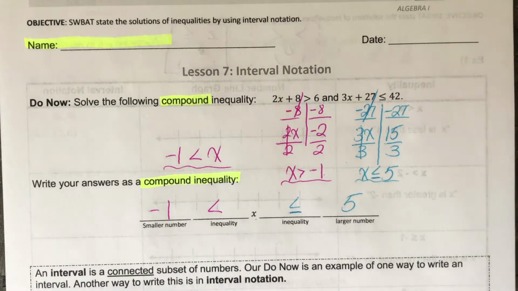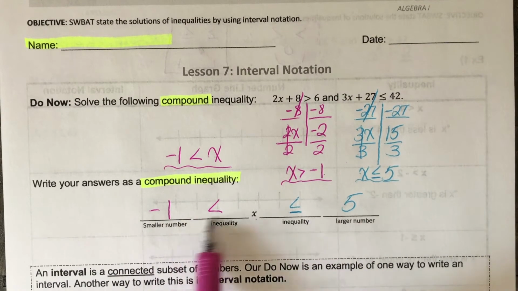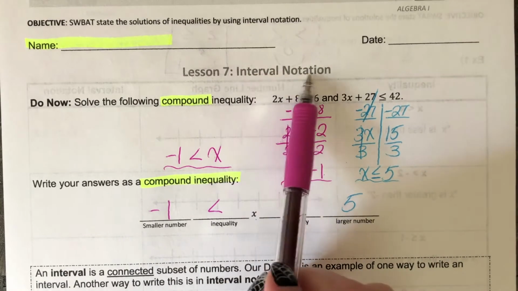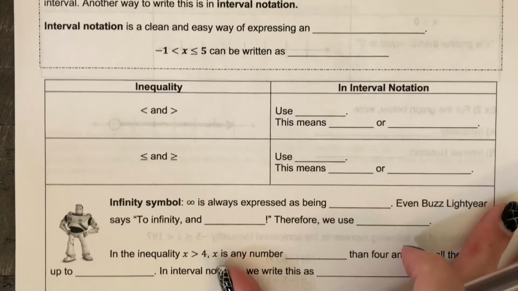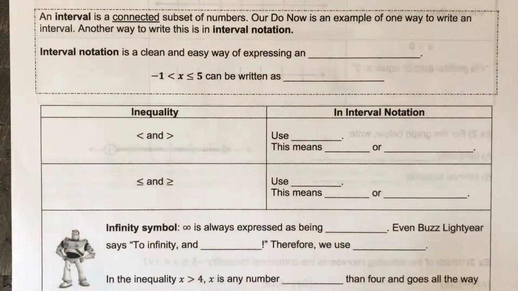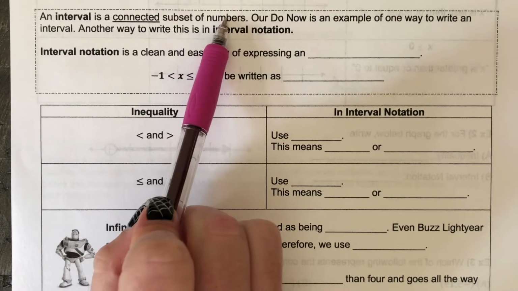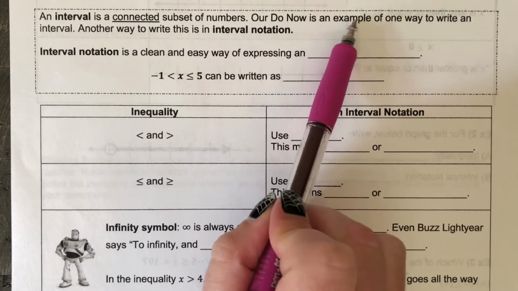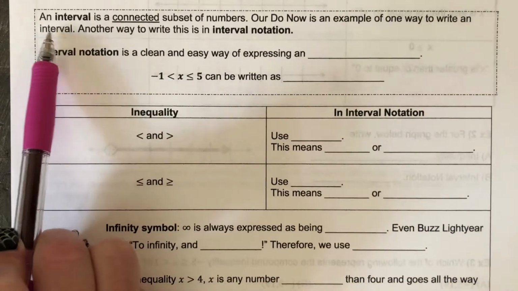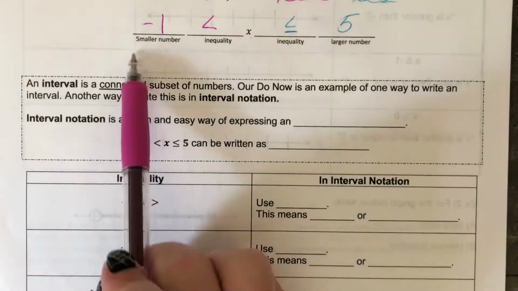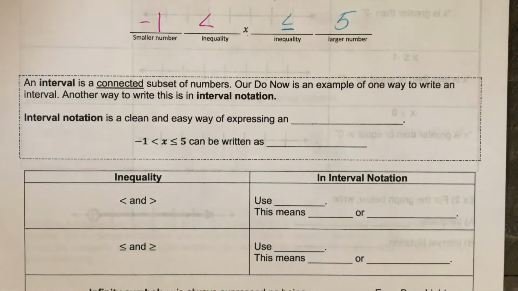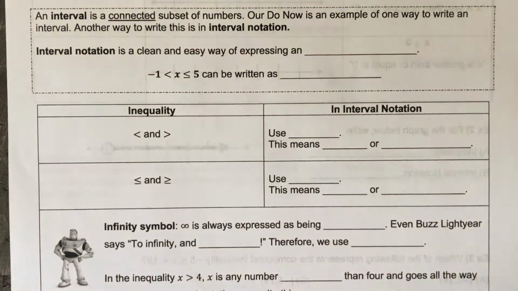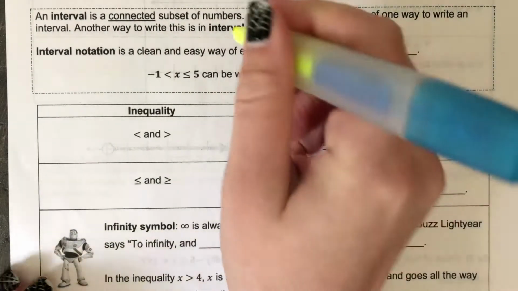All right, now we're going to go over a different way today of writing a compound inequality. Instead, we're going to write it using interval notation. And here's the notes underneath at the bottom. Let me just slide myself up here. It says an interval is a connected subset of numbers. Our do now is an example of one way to write an interval. This would have been a compound inequality. Instead of writing it as a compound inequality, I can also write it in interval notation. That's going to be our goal for today, interval notation.